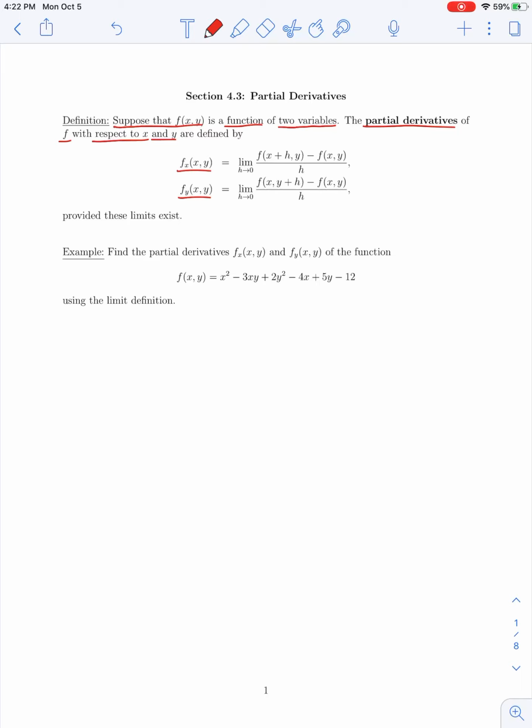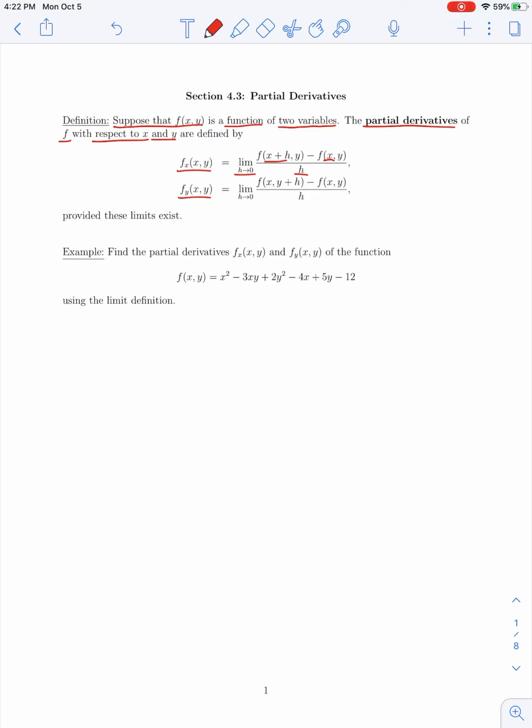Now these are defined in terms of limits. The partial derivative of f with respect to x is given by the limit as h approaches 0 of the difference quotient f of x plus h, y minus f of xy all over h. So we're looking at the difference in the values of the function f at the points x plus h, y, and xy over h, and then letting this value of h approach 0.